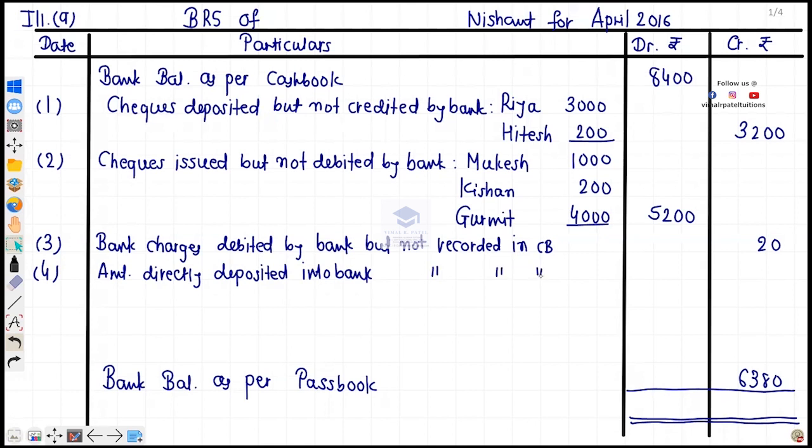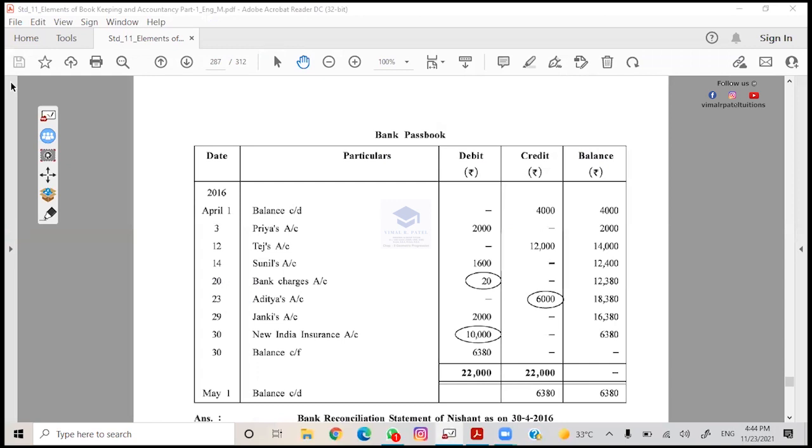But not recorded in cash. So that is 6,000. Then New India Insurance Company, debit. That means insurance premium paid by bank directly from our bank account. So that's why bank has debited. So we have to credit. Bank has debited, bank has paid. So we have to give entry on the payment side.